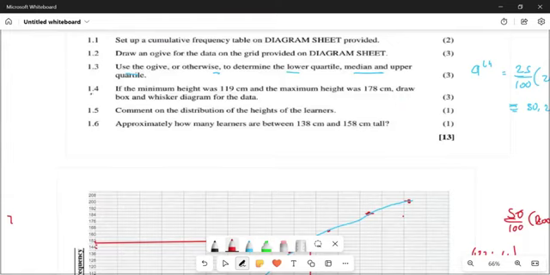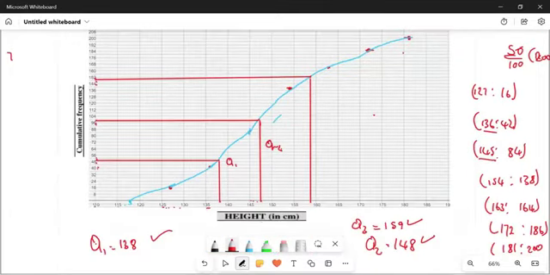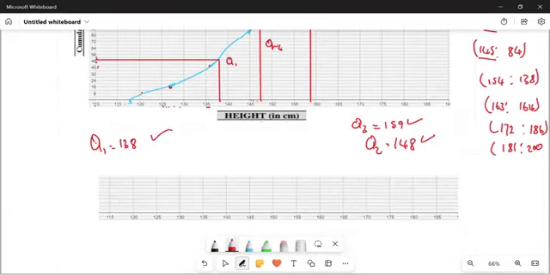And then number 1.4, they say if the minimum value is 119 again, and the maximum value is 178, draw the box and whisker diagram. So we're going to draw a box and a whisker. The graph paper that we're going to be using is exactly the same. You see this one and this one, they are exactly alike again. We said Q1 is 138 again. So 135, 138 is here. Okay, you draw your box.